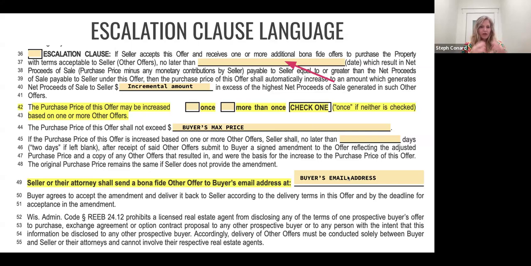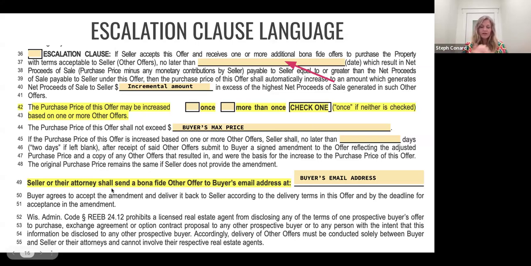So it's saying right in here, okay, if the offer is getting bumped, the seller will email a copy of the other offer to the buyer, and that's between the seller and the buyer only. Our license prevents us from being able to share confidential information, right? So that's why this communication has to happen between the seller and the buyer directly. And it's stating that the buyer on line 50 agrees to accept the amendment.